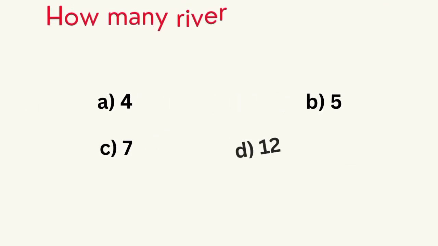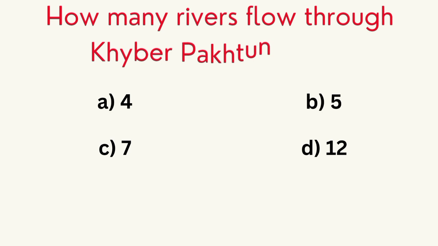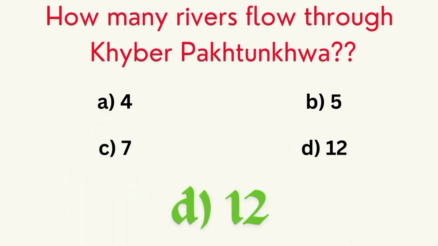How many rivers flow through Khyber Pakhtunkhwa? A. 4. B. 5. C. 7. D. 12. Answer, D. 12.